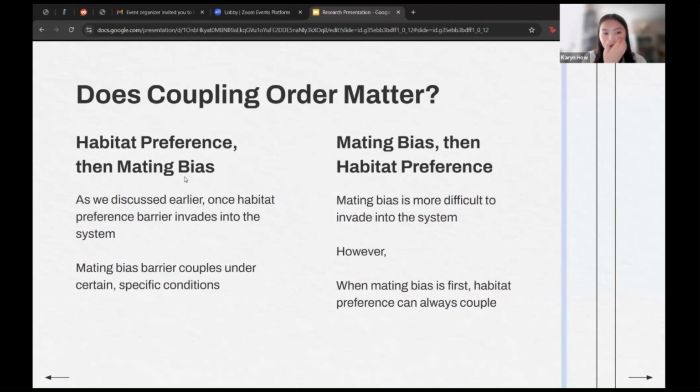And as we discussed earlier, once habitat preference is able to invade into the system, it's very specific. Mating bias barriers are very specific and couple under certain conditions. So it's able to couple, no problem, but it has to fulfill the requirements for mating bias to be able to couple in. Whereas we tried also coupling mating bias first and then introducing habitat preference. And although mating bias was initially more difficult to establish into the system, whenever we established mating bias first, habitat preference was always able to couple.